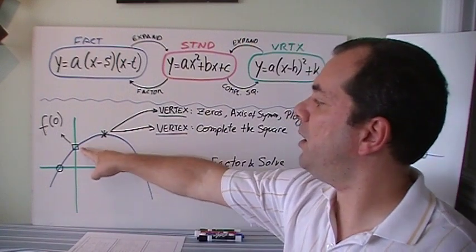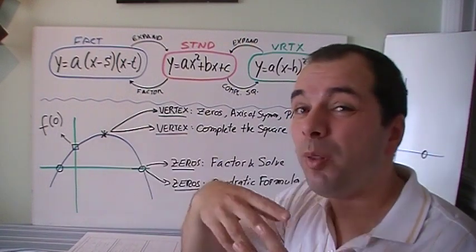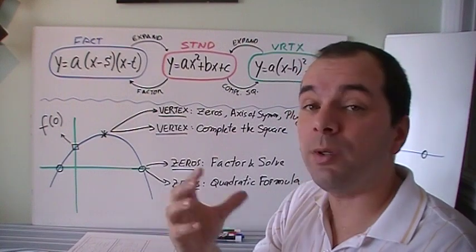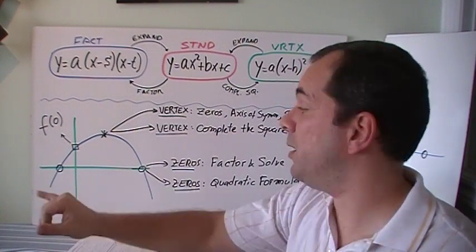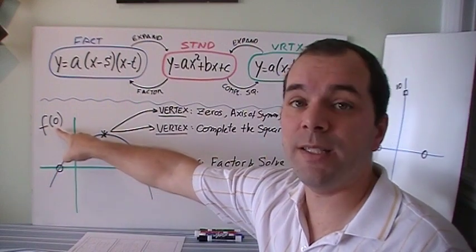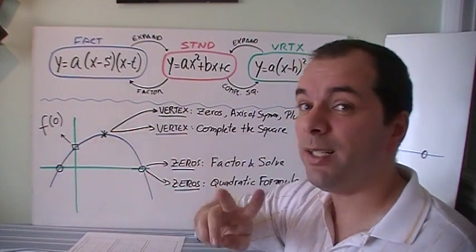How do you get the y-intercept? Well, we just plug in the variable equal to 0, and we spit out what the height is going to be. So f at 0 gives the y-intercept. So let's look at two examples.